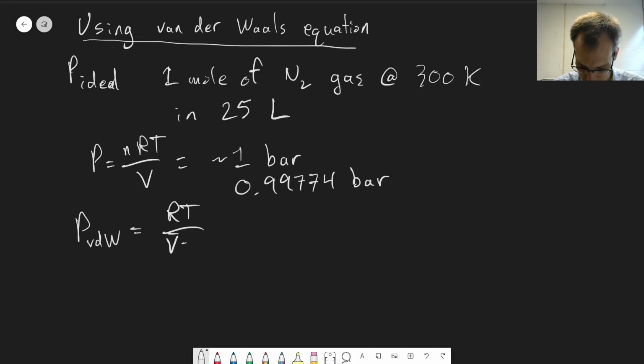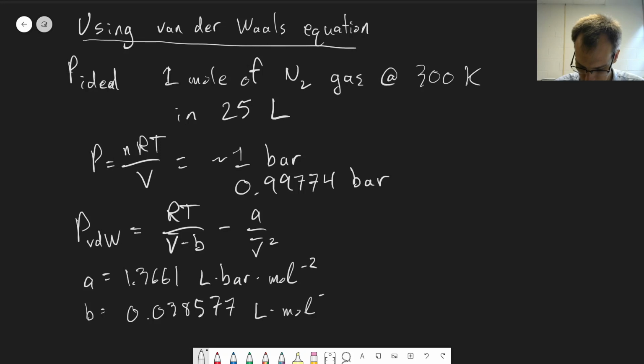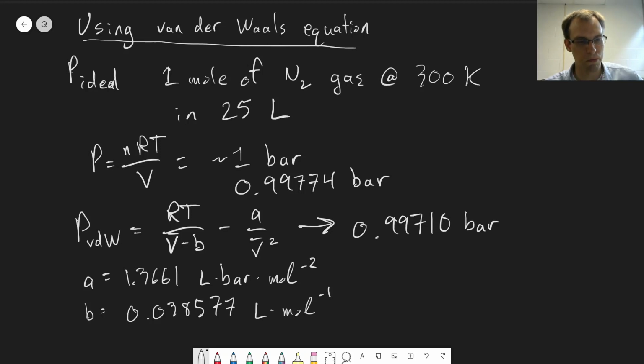Now, if we want the van der Waals, P_vdW, our equation then is, as we rearranged earlier, RT over V bar minus B minus A over V bar squared. All right, so we need to look up A and B. You can find these in a table in your textbook, 1.3661. This version uses bar instead of atmosphere, unlike the table I showed in the last video. But you can easily convert between the different units. And then B of 0.038577 liters per mole. If we plug those in, we get a value of 0.99710 bar. So we can see there's very little difference, only a 0.3% difference.